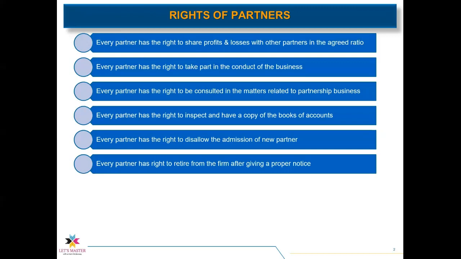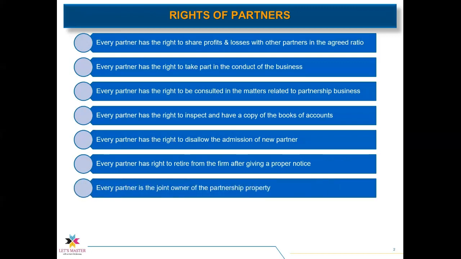No one can do it like this: "Okay, today I decided that I don't want to continue in the partnership firm, and from tomorrow I stop working for the partnership firm, or I consider myself out of that partnership firm from tomorrow morning itself." No, that's not possible. If I want to exit from a partnership firm, I will have to give proper prior notice to all the other partners of the partnership firm.